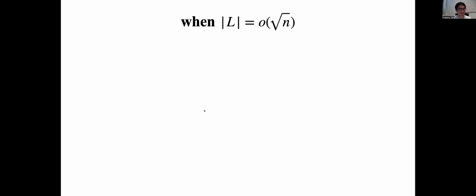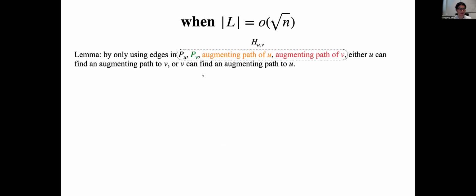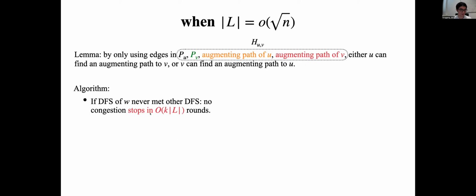So here is how we use this lemma. First, we denote all the edges we just described as H_UV. And the algorithm works as follows. If the DFS of W, some node that we want to run DFS from, never meets another DFS, then there is no congestion and this DFS can just stop in K times L rounds. So like this, it explores K times L nodes and randomly samples a node to stop, and that finishes one round of DFS.